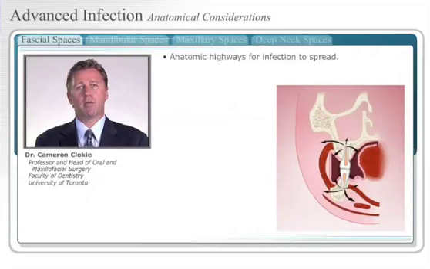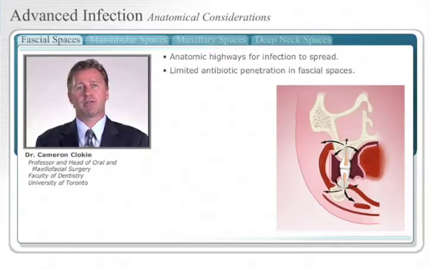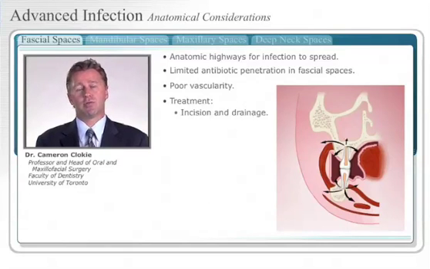Fascial planes are anatomic highways for infection to spread to deeper structures. There is limited antibiotic penetration in fascial spaces due to poor vascularity. Treatment of infection that has invaded fascial spaces depends on incision and drainage. Even with incision and drainage, in most cases the tooth, the cause of the infection, must be removed.